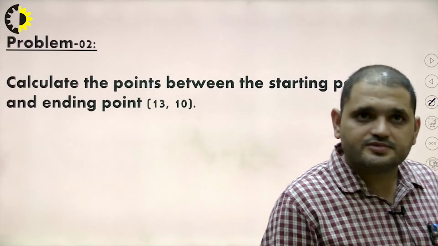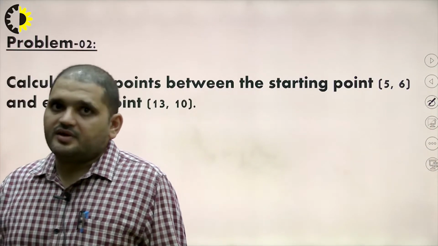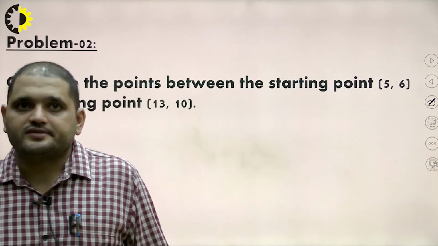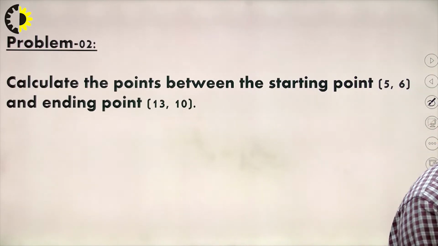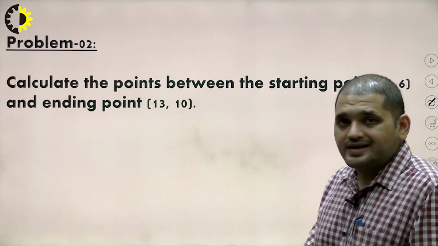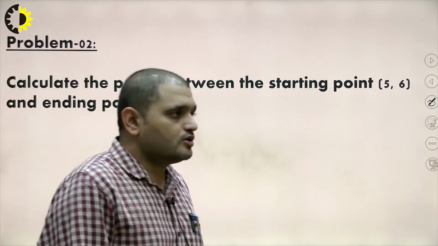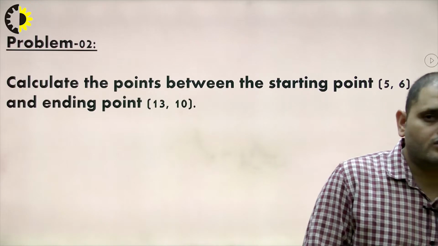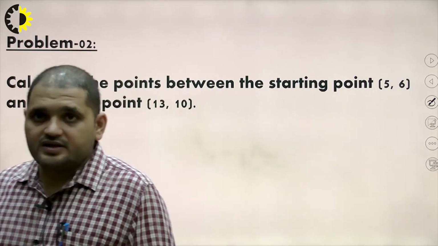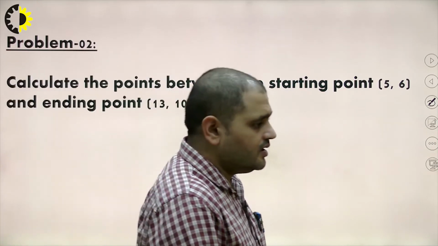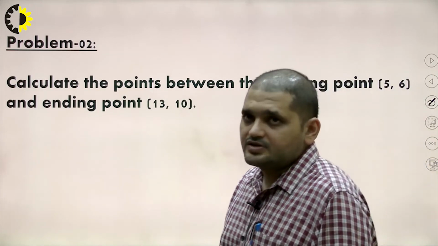Now problem 2, same, starting point 5, 6, ending point 13, 10. I'm giving you 1 minute, just do the question on your own. You have to find the value of del x, del y, slope, that is del y by del x, then compare the slope, whether it is less than 0, greater than 0, less than 1, greater than 1 or equal to 1, and put the conditions in the algorithm accordingly for the iteration. So do it.